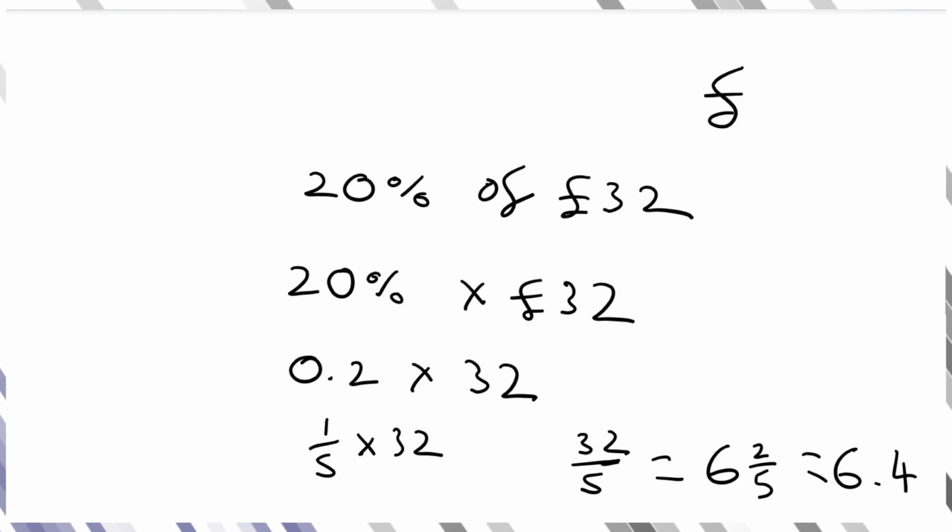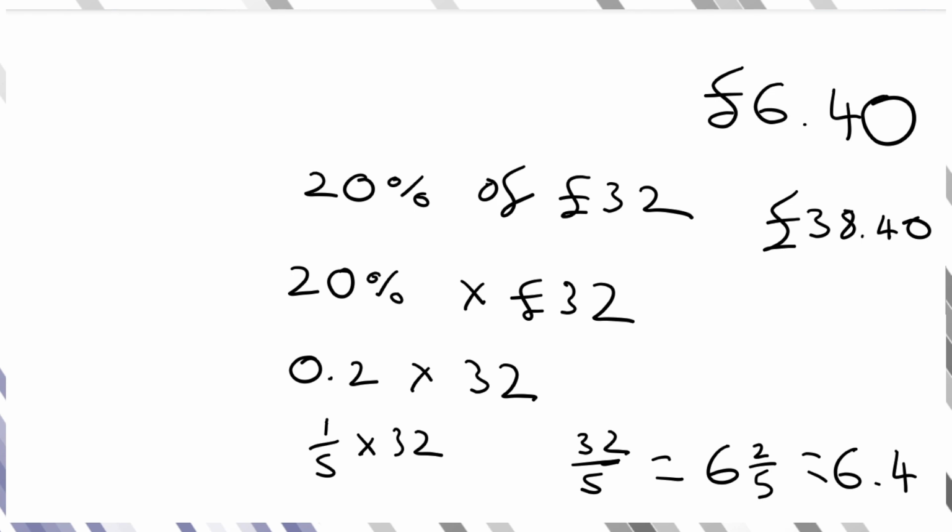Now that doesn't make a lot of sense. £6.4. That's because £0.4 means 40 pence. So it's £6 40p. 20% of £32 is £6 40p. That means we could increase this by 20%. We could add that £6 40p onto the £32 to give us £38 40 pence. So if something originally cost £32, then the new price after increasing by 20% would be £38 40p.